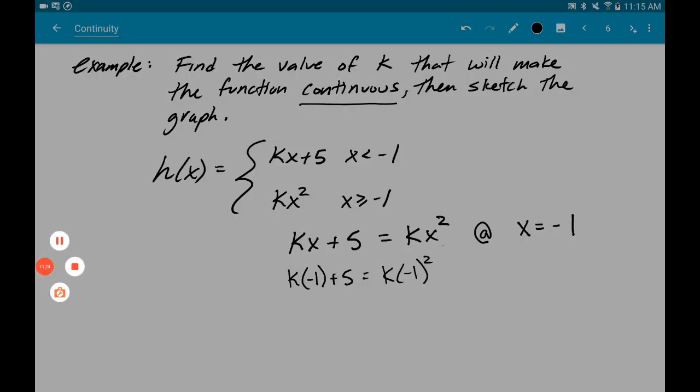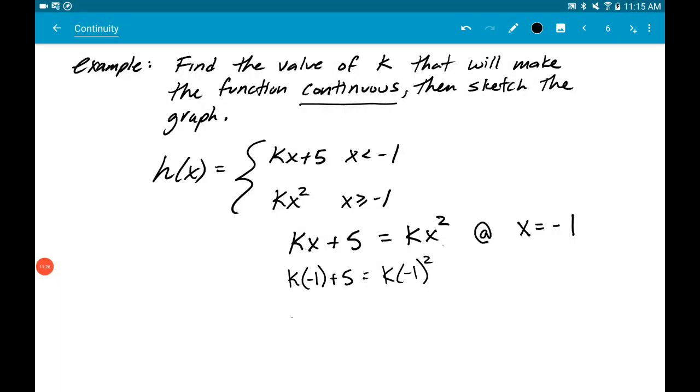And if I simplify this, I'm going to get -k plus 5 equals k. And if I solve for k, I get 5 over 2, or 2.5 if you prefer. So what in the world did I just find? Because a lot of times we get on these journeys and then we forget what we even found. So what we found is the value of k that will force these two to touch at x equals -1.